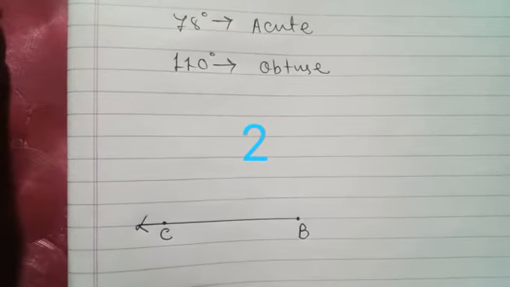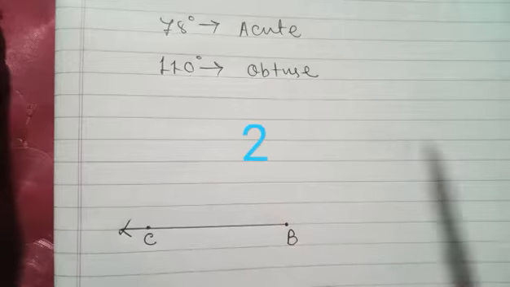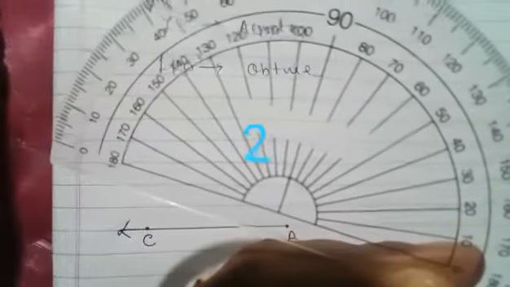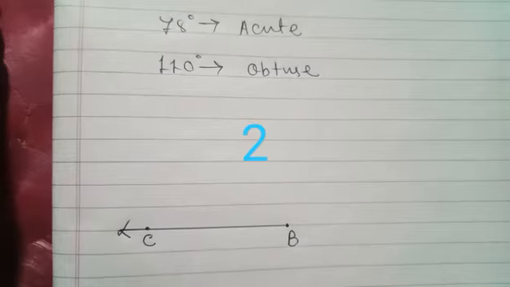Next we are going to draw the acute angle 78 degree and the obtuse angle 110 degree by taking the upper scale of the protractor. Now when to consider the upper scale and the lower scale, let me tell you.